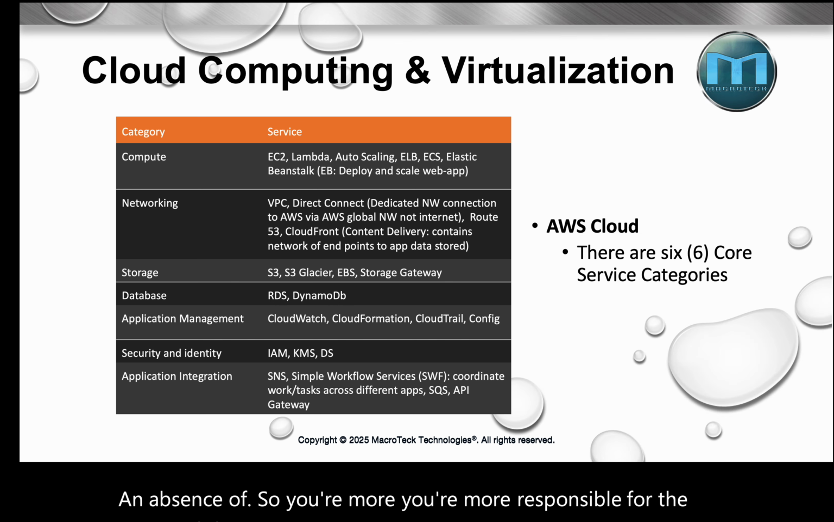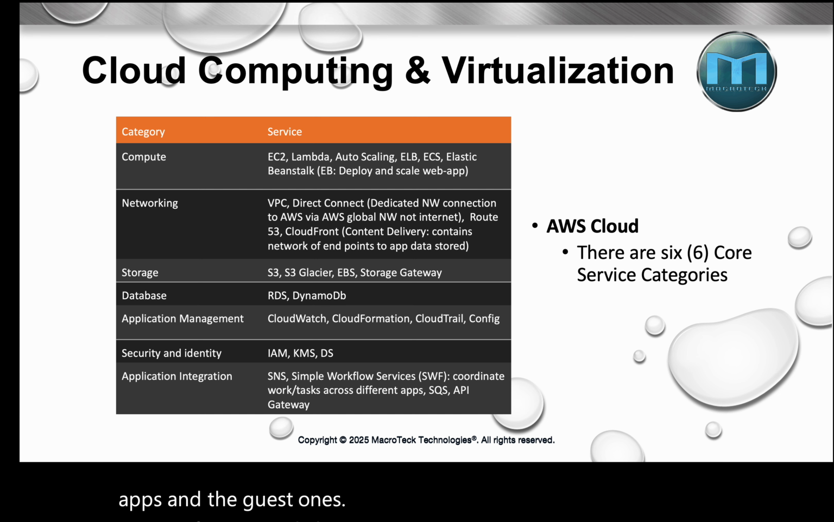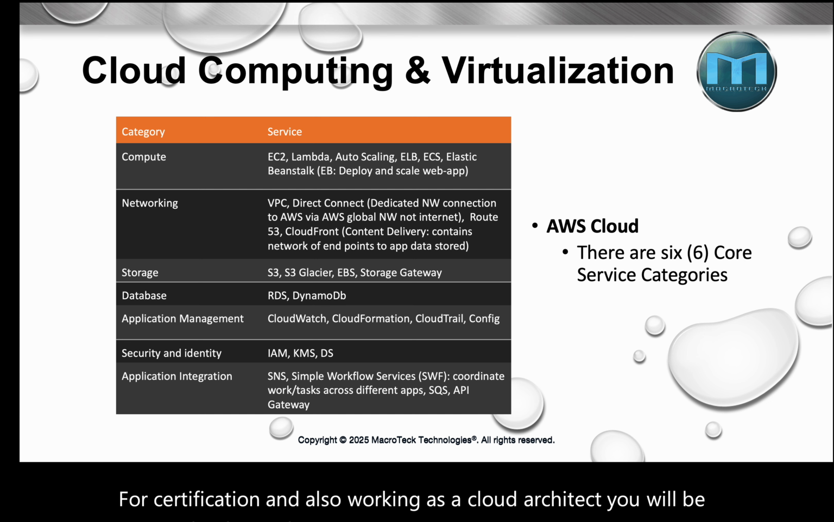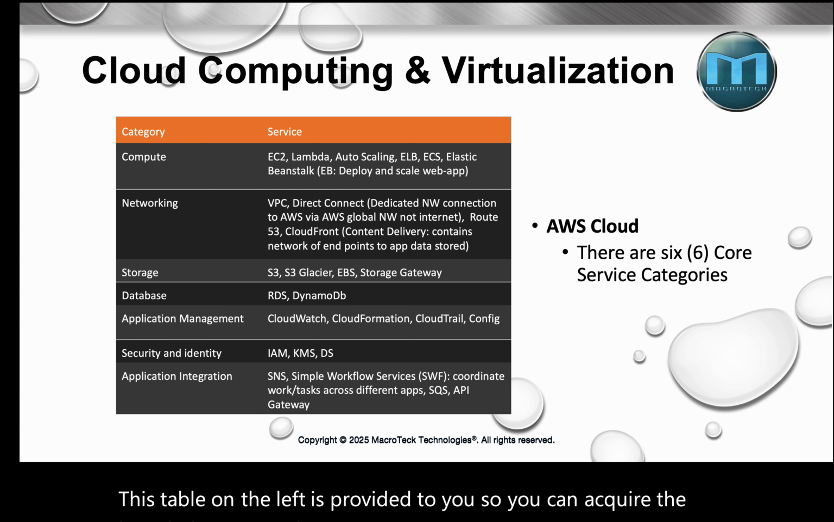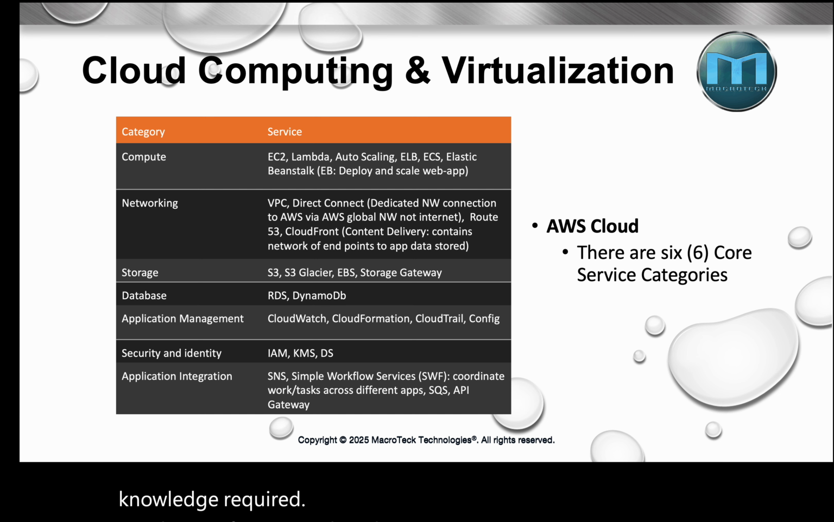For certification and also working as a cloud architect, you will be required to know these services, the services distributed across the six core service categories. This table on the left is provided to you so you can acquire the knowledge required for the certification and working as a CA. Throughout the walkthrough, we'll cover a few. For example, setting up an EC2, VPC, S3, RDS. We'll go through a few of those, IAM.